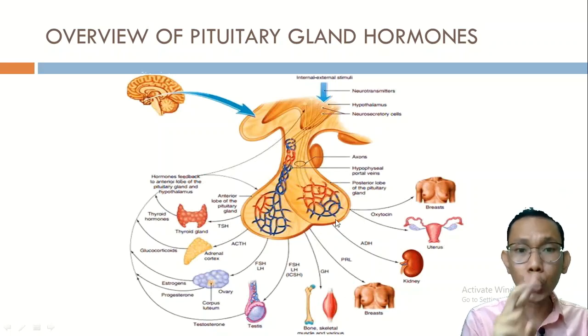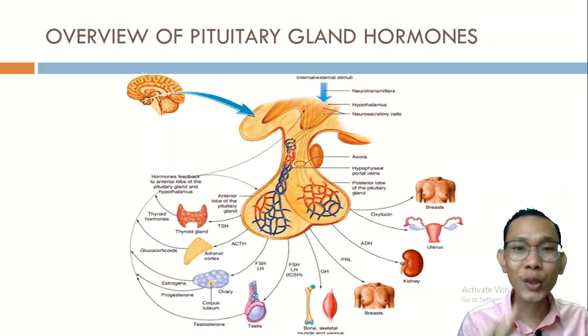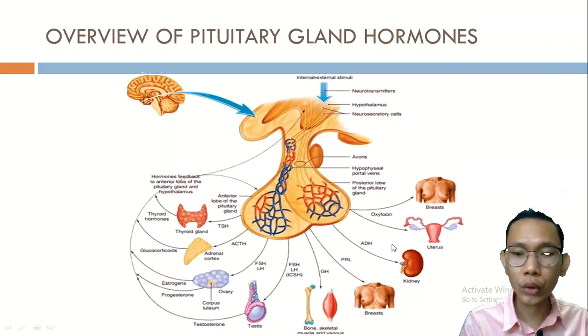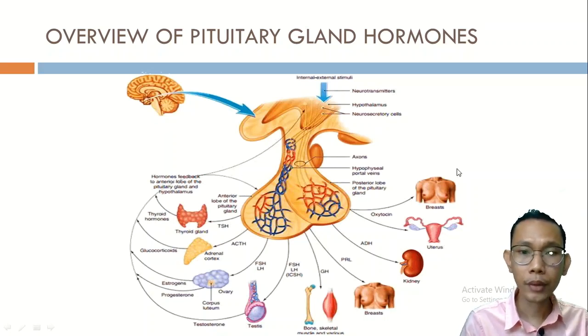Now, the two hormones being stored, I repeat, stored by your pituitary gland are your oxytocin and your antidiuretic hormone. Basically, antidiuretic hormone will have an effect on your kidney. Your oxytocin will have its effect on the breast and uterus. So we will discuss each of these hormones later. I hope it's clear, ha?